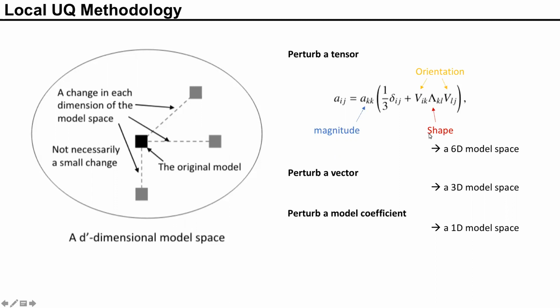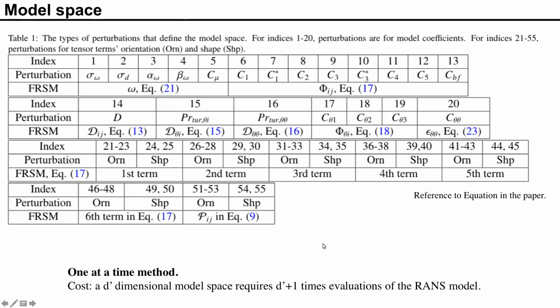For example, we can perturb a tensor, we can perturb a vector, or we can perturb a model coefficient. Those perturbations will add to the dimension of the model space. For example, if we perturb a tensor, we can perturb its orientation, its shape, its magnitude. That gives rise to a 6D model space. We can also perturb a vector that gives a 3D, and the model coefficient gives a 1D model space. Right. If we put all those possible model perturbations together, we have a 55 dimensional model space. And that's a very high dimensional model space.